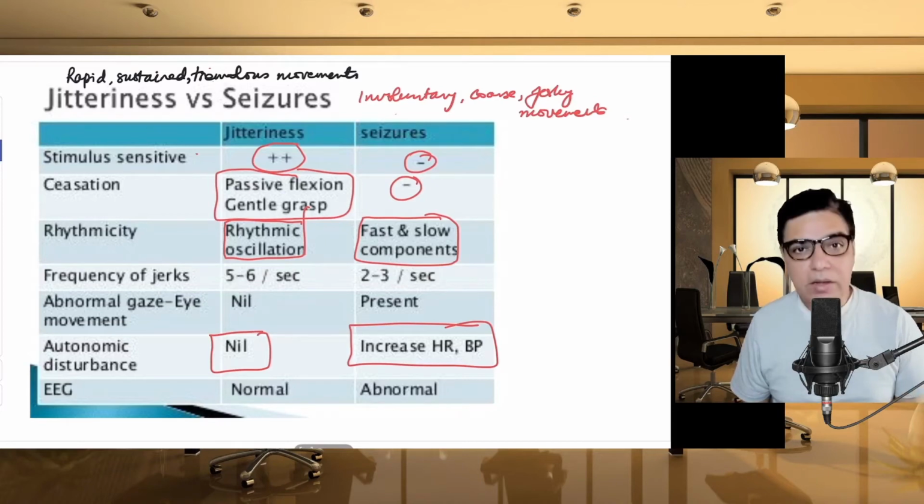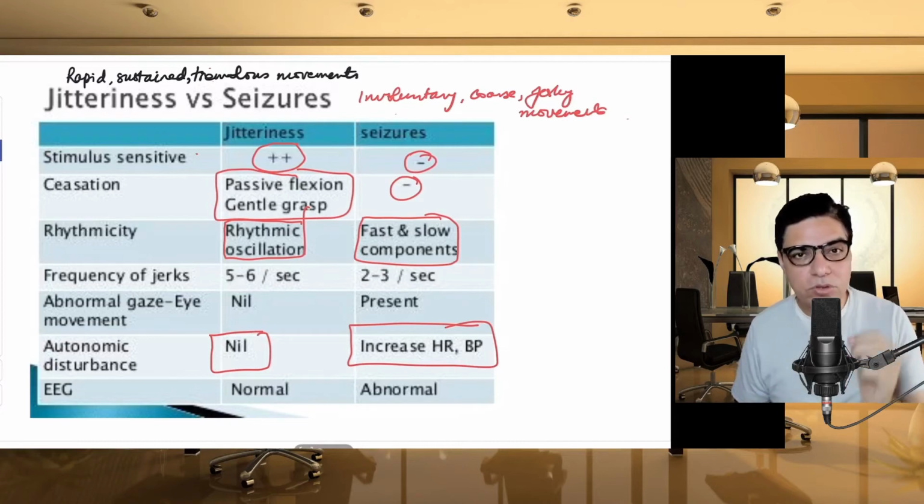Then another important differentiation point between the two, though that doesn't happen in almost every case, but sometimes it can happen, is the abnormal gaze or eye movements. So in jitteriness, most of the time there are no abnormal eye gaze movements. In seizures, most of the time there would be some form of eye gaze, like fixed eye gaze or deviated eye gaze or eye movements as well.